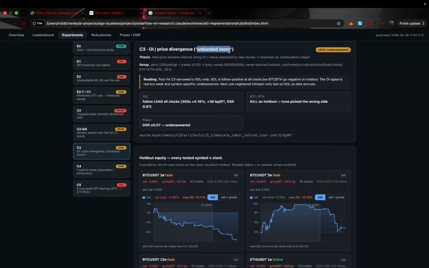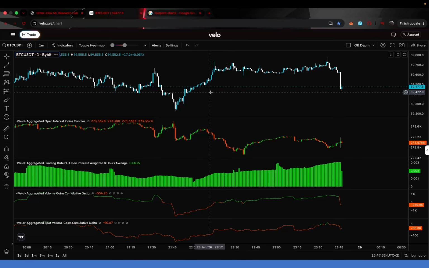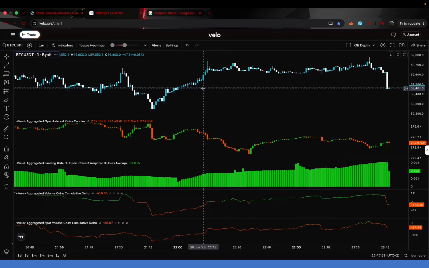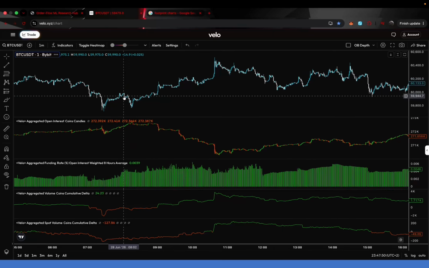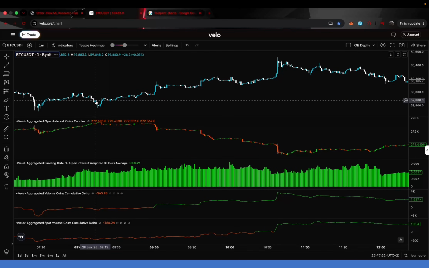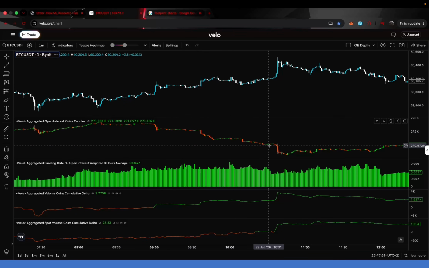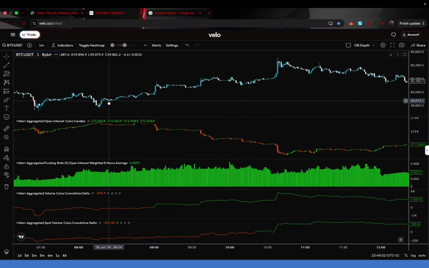Next one, C3, open interest and price divergence. Unbacked move, such as a short squeeze or a trapped failed breakout, that doesn't have any flows to back it up. Let me give you an example of open interest versus price divergence, aka unbacked move. For example, you see this little trend that goes up. You see open interest consistently goes down. That means while price is rising, positions are being closed.